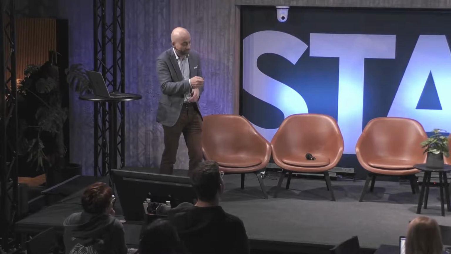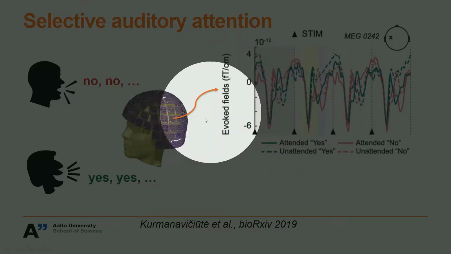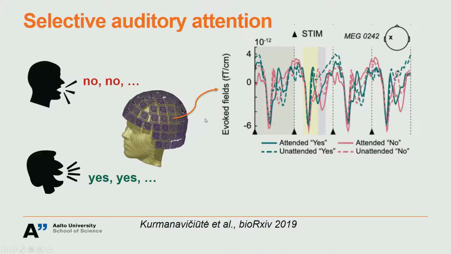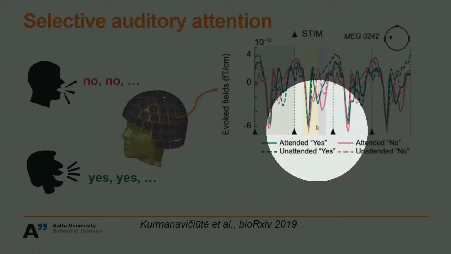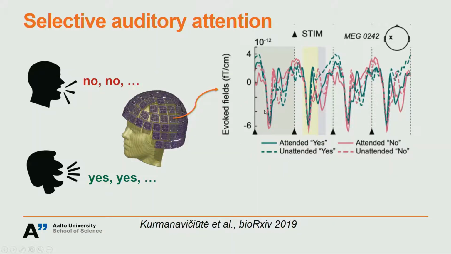Now, if we do an MEG recording, what I'm showing here is just the signal from one of the MEG sensors above the auditory cortex in the left hemisphere. You can see that the attended and also the unattended sounds, which were just yes and no words, produce these clear-cut evoked responses. And there are some changes depending on whether you're attending to the stimuli or not.